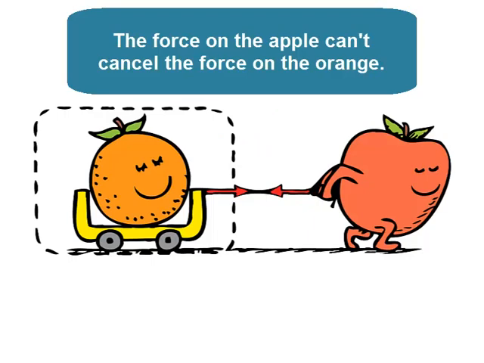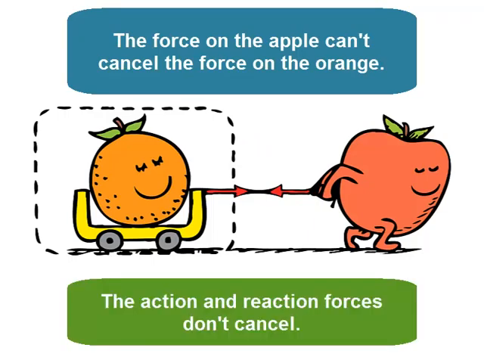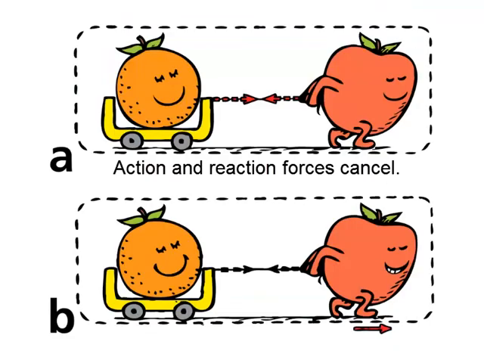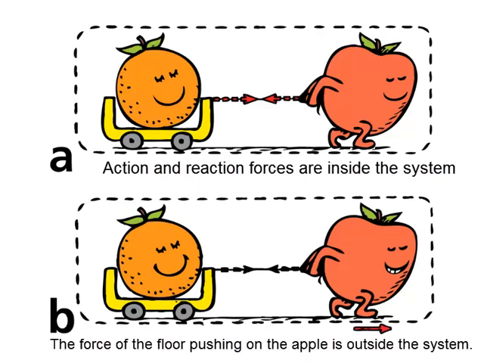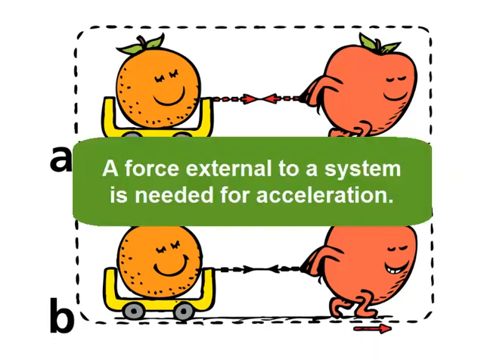You can't cancel a force on the orange with a force on the apple, so in this case, the action-reaction forces don't cancel. In picture A, action and reaction forces cancel. In picture B, when the floor pushes on the apple, the reaction of the apple's push on the floor, the orange-apple system accelerates. When the force pair is internal to the orange-apple system, the forces do cancel each other. They play no role in accelerating the system. A force external to the system is needed for acceleration.